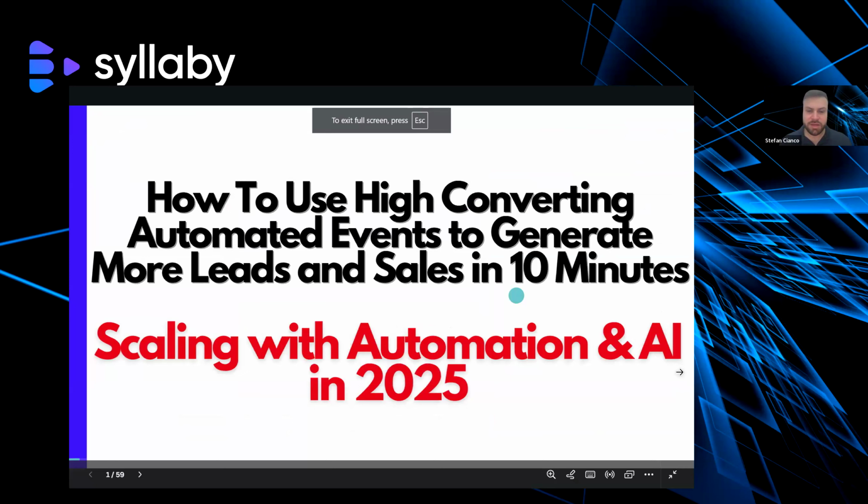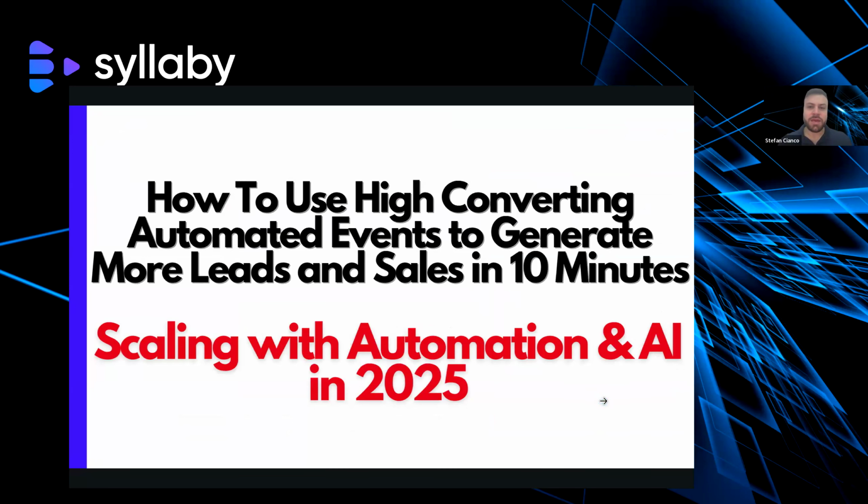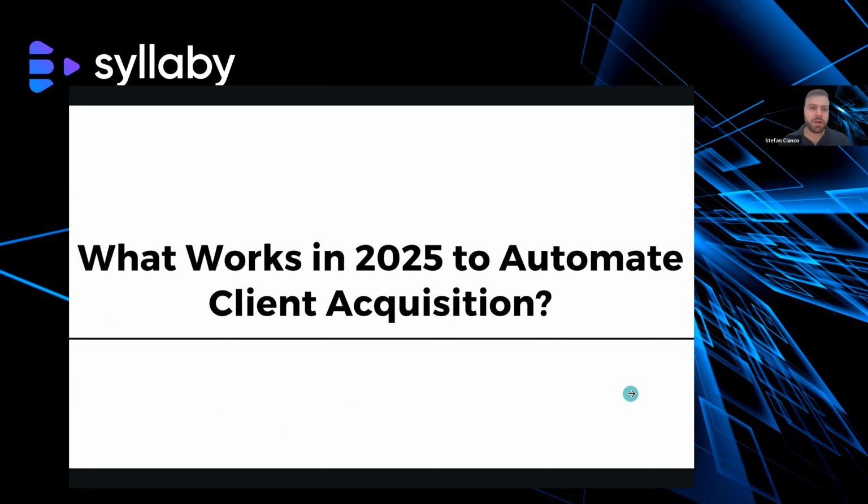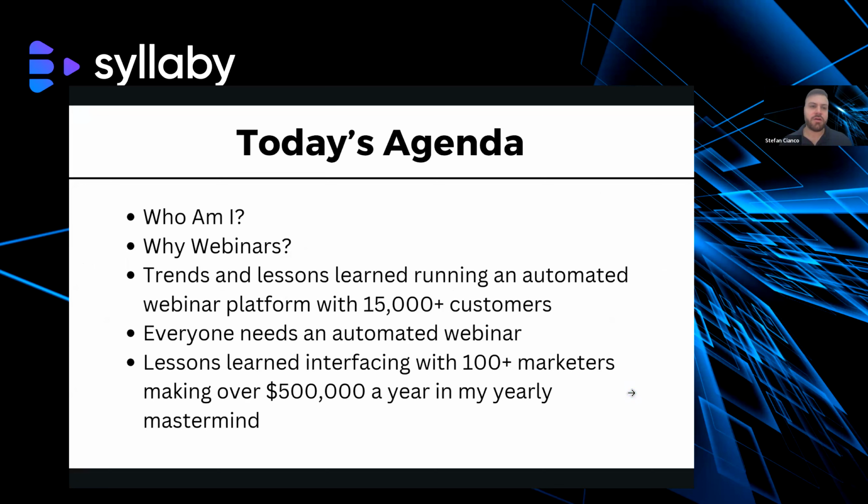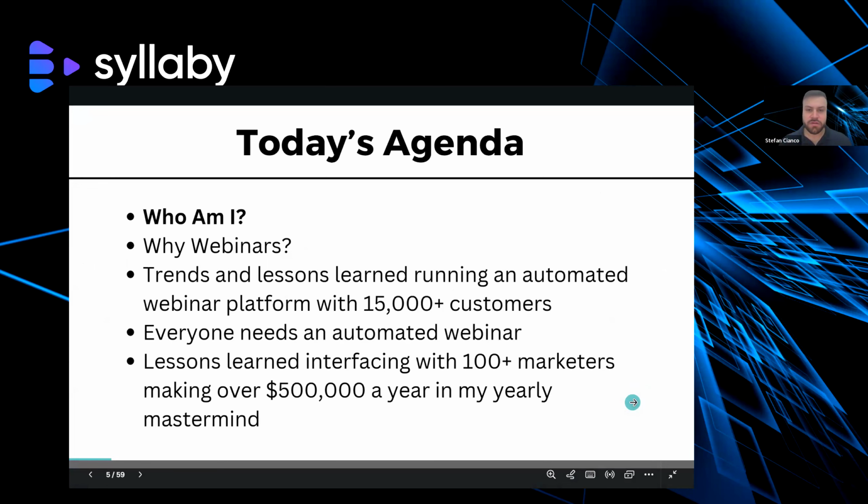Okay, so the title of this presentation is how to use high converting automated events to generate more leads and sales in 10 minutes, scaling with automation and AI in 2025. So you might be wondering what works in 2025 to automate client acquisition. What I'm going to cover on this call is, first, who am I exactly? Why should you listen to me? Why webinars? Trends and lessons learned running an automated webinar platform with over 15,000 customers. Everyone needs an automated webinar, and lessons learned interfacing with 100 plus marketers making over $500,000 a year in my yearly mastermind.